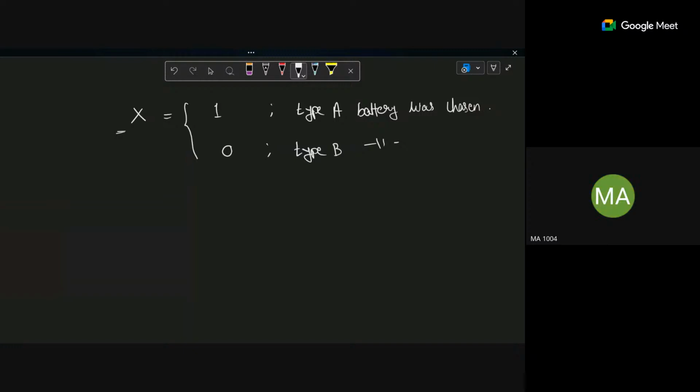Once it's a discrete random variable, it will have a PMF, right? What's the PMF that X takes the value 1? It's 3 by 10, 0.3. Out of 100 batteries, 30 are of type A, right? So it's 3 by 10, 0.3.